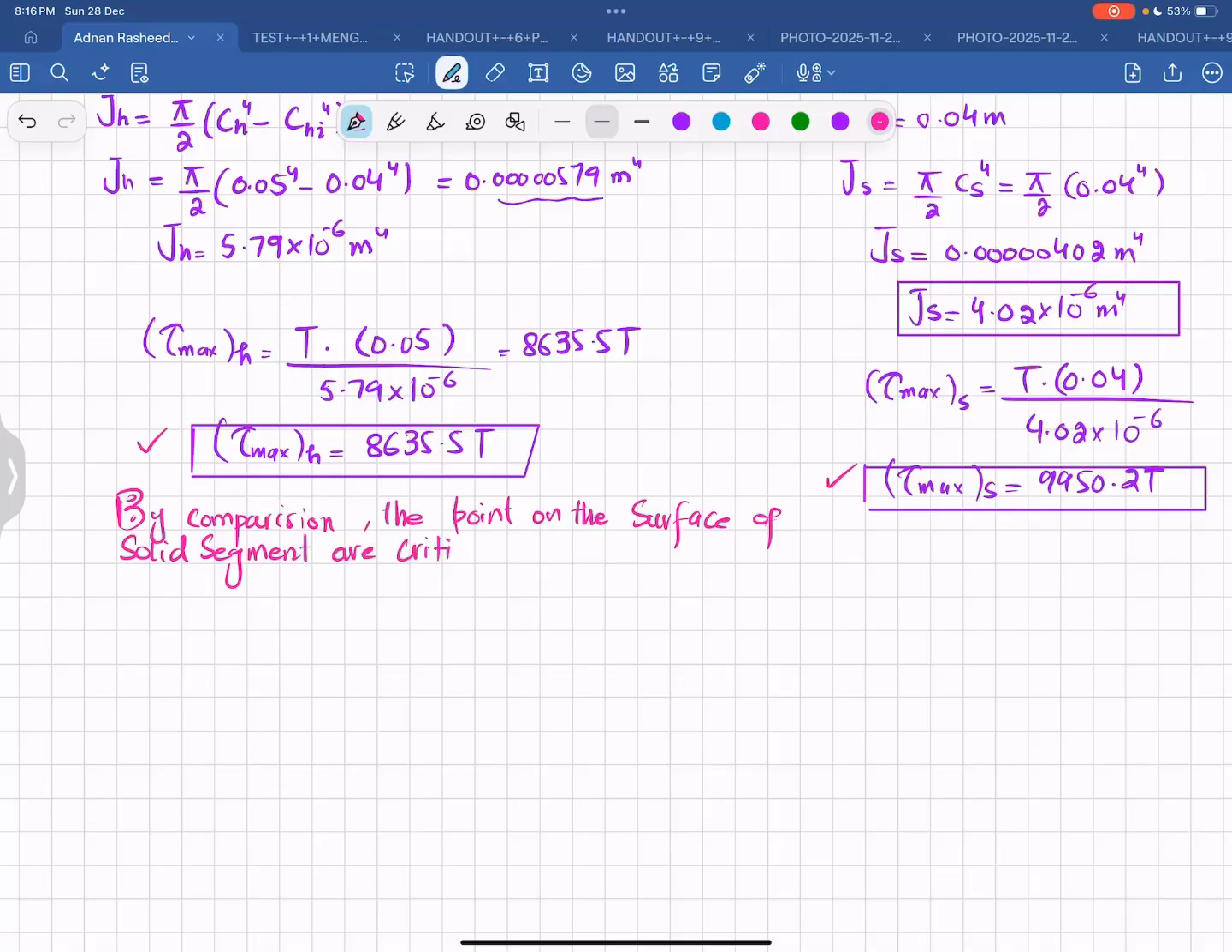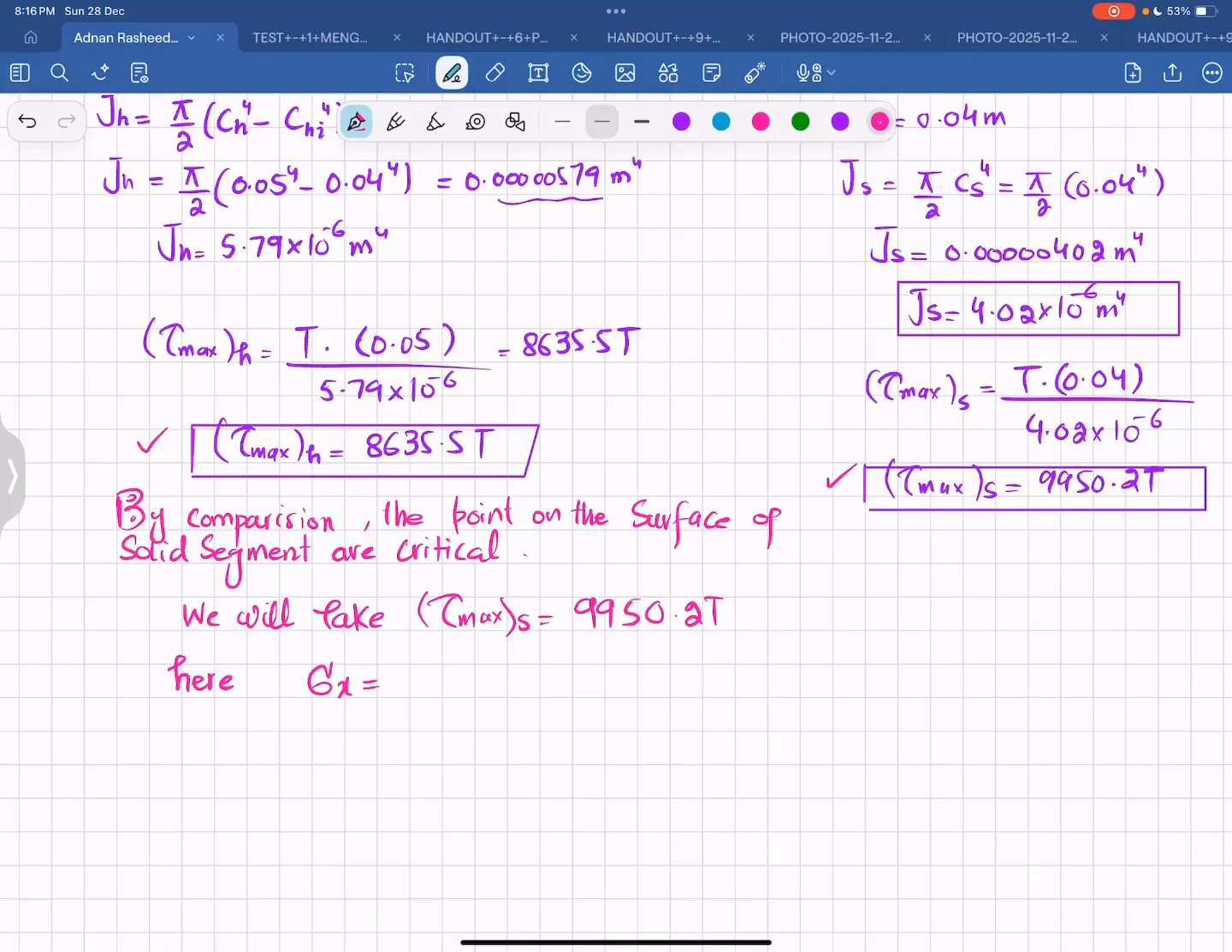So we will take the maximum shear stress in the solid segment for calculating this torque value. Clear? Now we have this maximum shear stress here. You can see this is under pure shear stress.